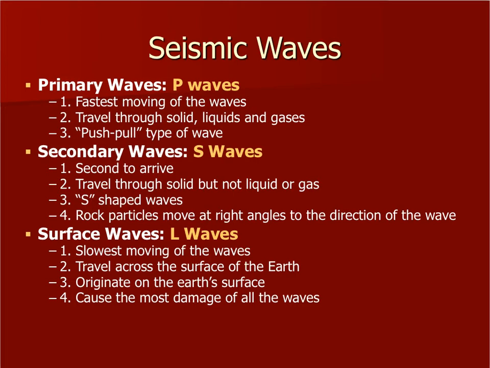Secondary waves, or S waves, are second to arrive. They're able to travel through solid but not liquid or gas. They're S-shaped in terms of movement. Rock particles move at right angles to the direction of the wave.